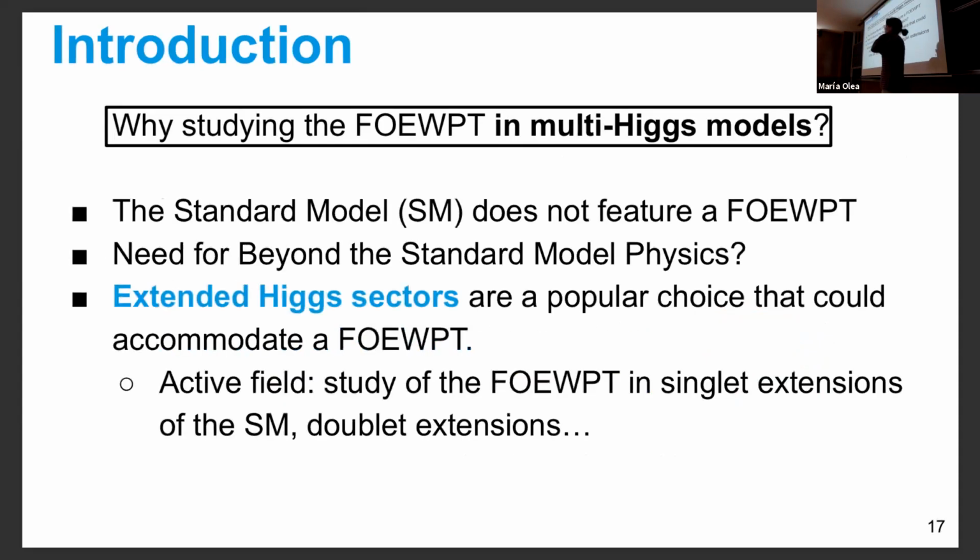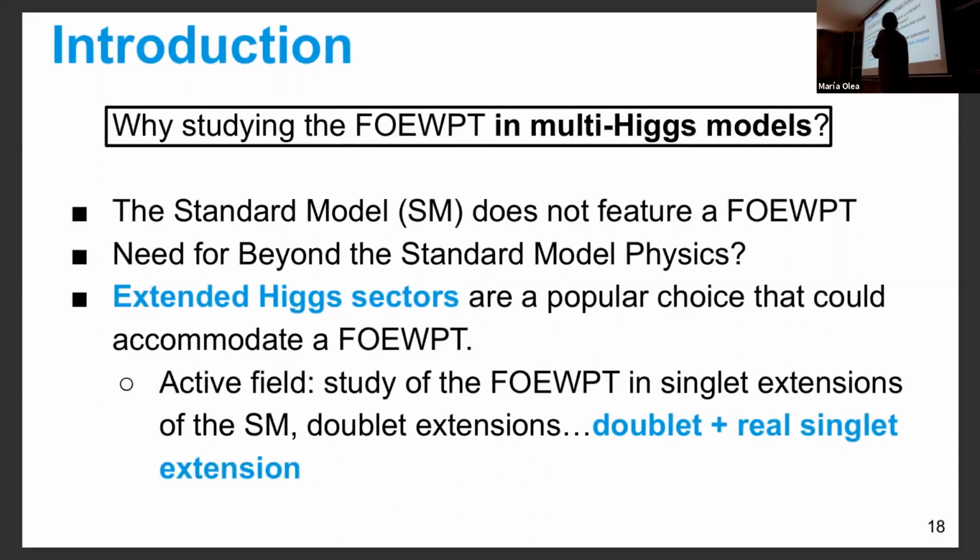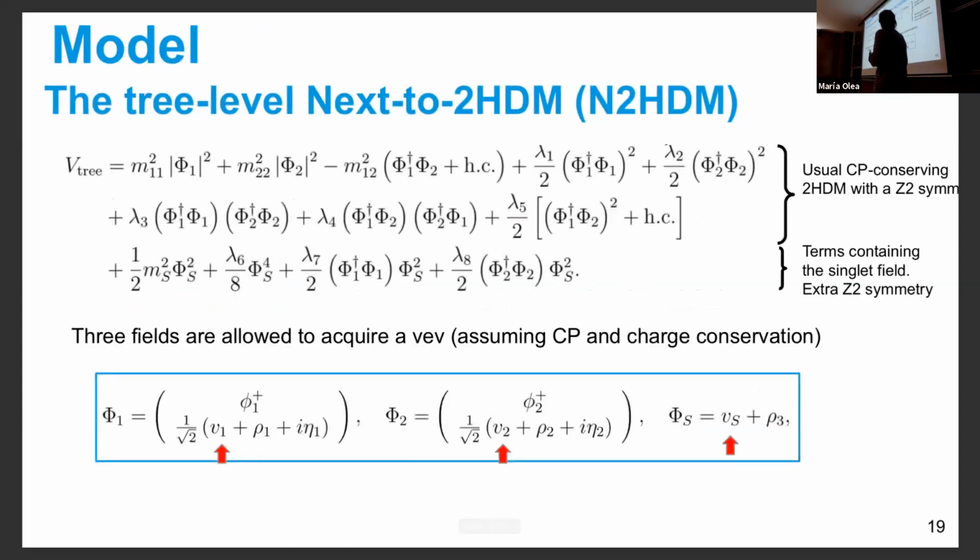And the standard model does not feature such a transition because the mass of the Higgs is too heavy for it. And this has often been used as the need for beyond-the-standard-model physics. And extended Higgs sectors are a popular choice that could accommodate this phenomenon. And it's a very active field. There are many studies in singlet extensions, doublet extensions, or, as we do here, doublets plus a singlet extension. So the model: the next-to-two-Higgs-doublet model.